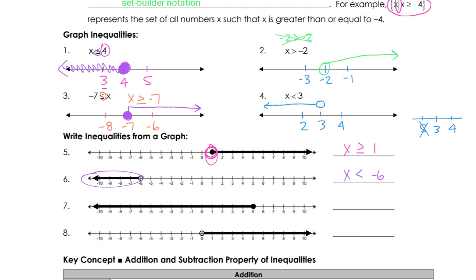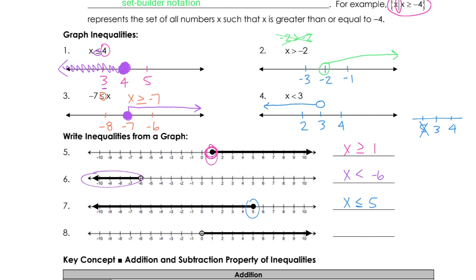Then we have number 7 here. Again, X and 5, starting with the number that has the dot. This has all of the numbers less than 5 shaded. So then we put less than. Remember, if you can't remember the difference, less than is the one that looks like a squished L. And then this one does have a closed circle, so it would be less than or equal to 5.